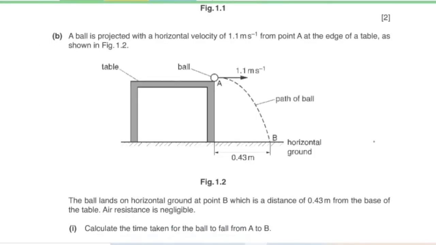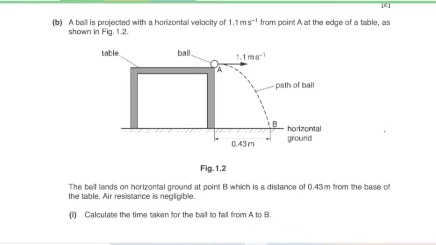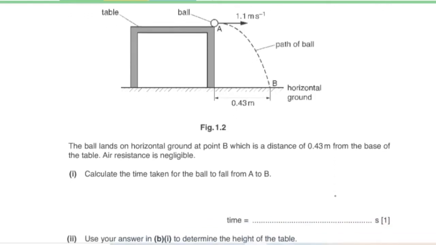A ball is projected with a horizontal velocity of 1.1 meters per second from point A at the edge of a table, as shown in figure 1.2. The ball lands on horizontal ground at point B, which is a distance of 0.43 meters from the base of the table. Air resistance is negligible. Part 1, calculate the time taken for the ball to fall from A to B.